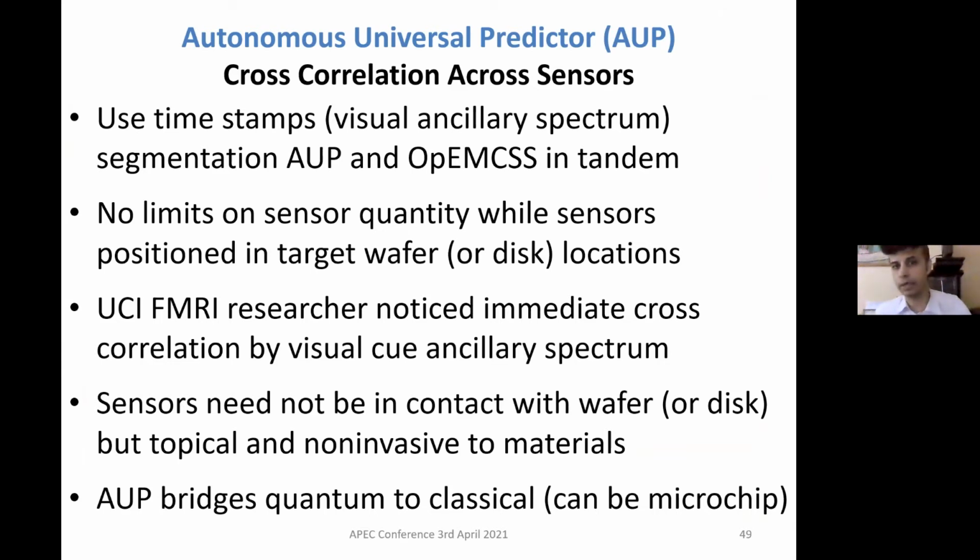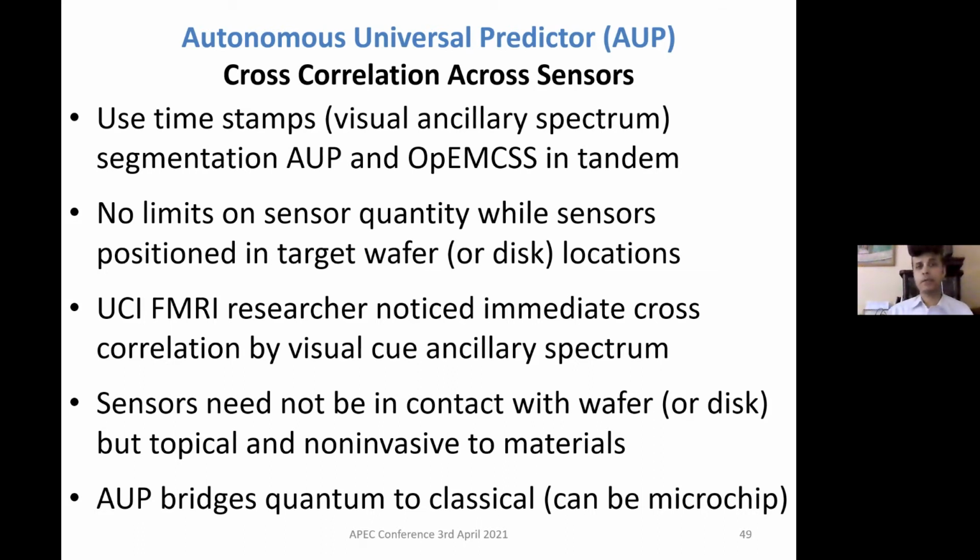No limits on sensor quantity, while sensors position and target wafer or disk location. Naturally, we want these things in areas where we really are interested in. Of course, I can get into the physics of this, but I don't want to get into it at the moment. I want to stick to the experimental stuff and tie it back to what John was saying earlier about the need to make sure that things are clustering. Otherwise, if we don't cluster, we can't learn. What I'm demonstrating here right now is I can cluster and I can find things that are correlating. This is a big problem. And anyway, now let's see. No limits on sensor quantity.